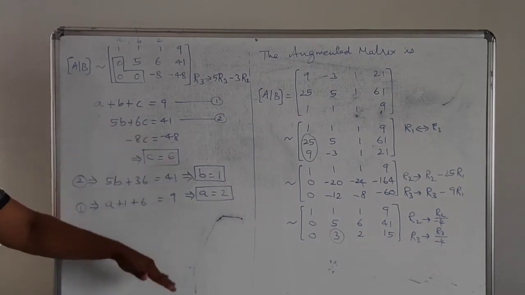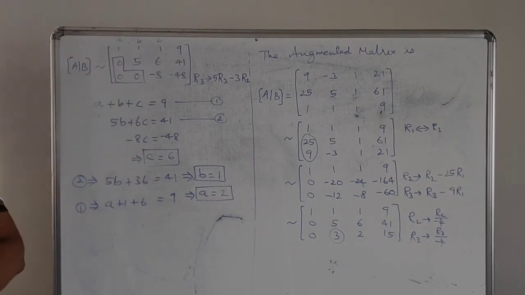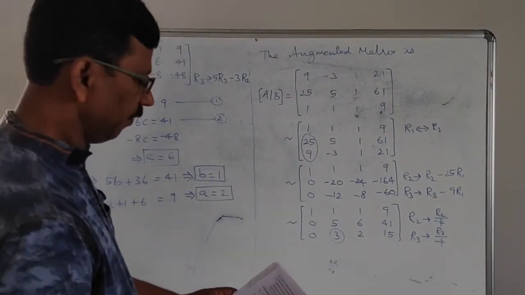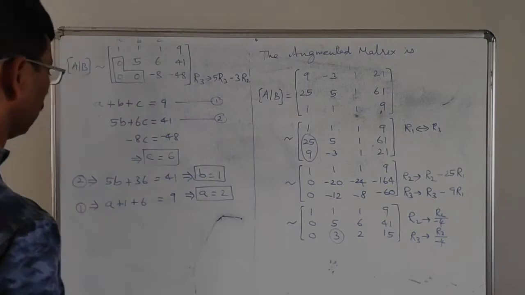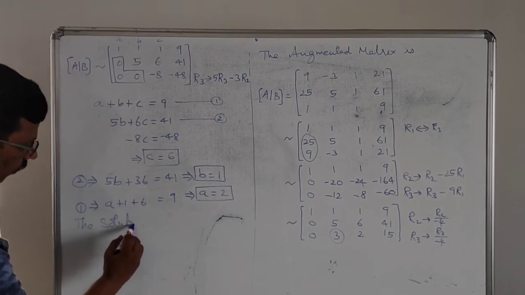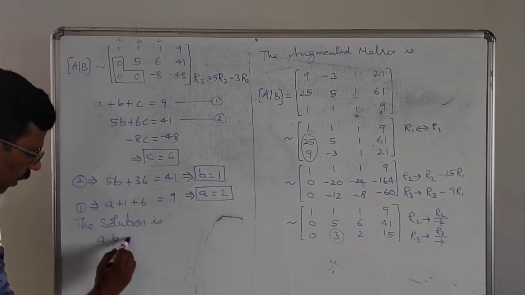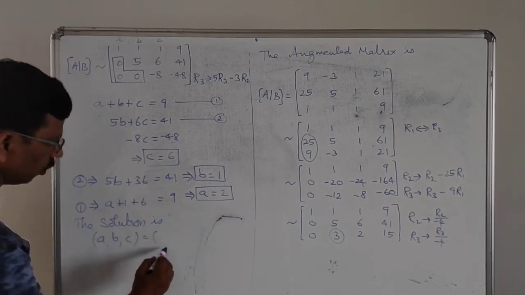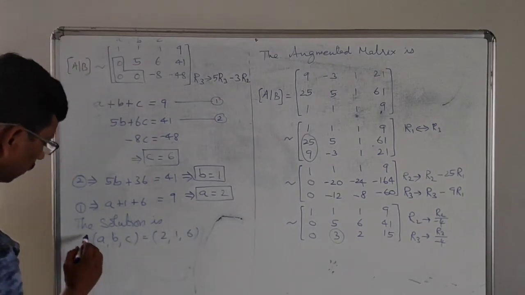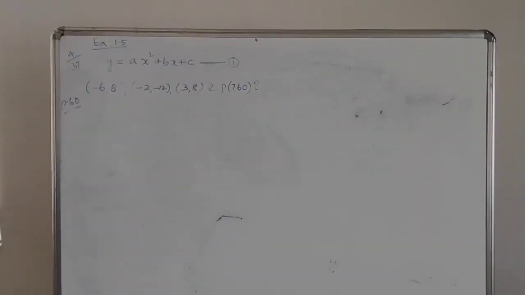Now these are the values of A, B, C. After finding these values, now we can rewrite this equation. The question is you have to find the values of A, B, C only. That's all. The solution is over. Therefore, the solution is A, B, C, which is equal to A value equal to 2, B value equal to 1, C value equal to 6. That's all. Likewise, we can write the solution. Okay, now let us see the next problem.